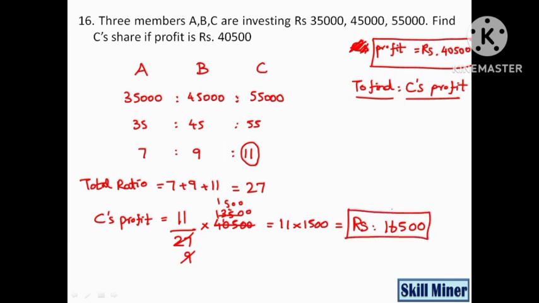So here what we are doing, we are finding the separate ratios. From that we are finding the total ratio. The question is asking C's profit. C's profit will be C's investment ratio divided by total ratio into total profit, which is rupees 16,500, which is the correct answer.